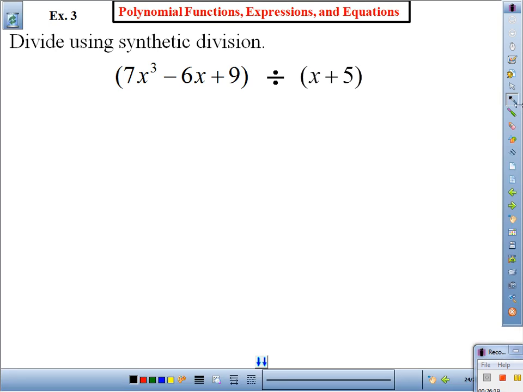Here it goes. If you notice here, it's written in standard form, but what is missing? Which term? The x squared. Is that correct? All right. So write your utensils down, look up, please. I'm going to use synthetic division, which means I'm not going to use any variables.